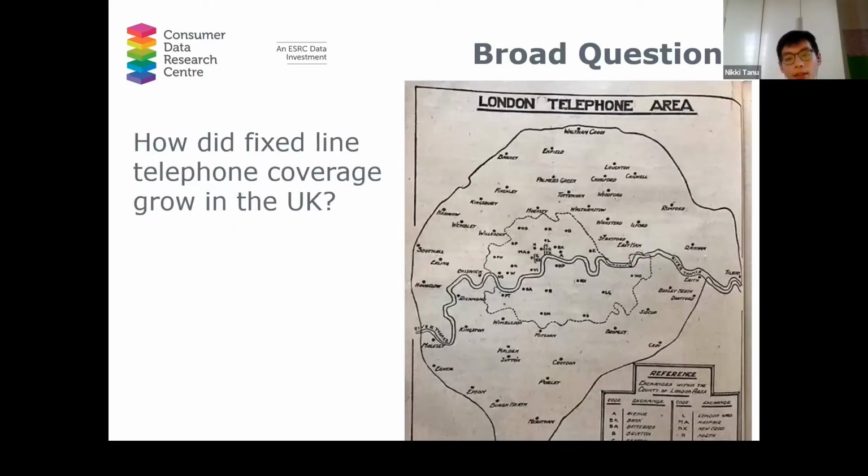Yeah. Another broad question that we sought to answer was to retrace the growth of the telephone service provision in the UK. A lot, as I've come to find out, a lot is written about it in several American cities, not so much in London or in the UK, but in the UK it began with London, and that's why you see this is one of the first maps of telephone exchange geographies in the UK.